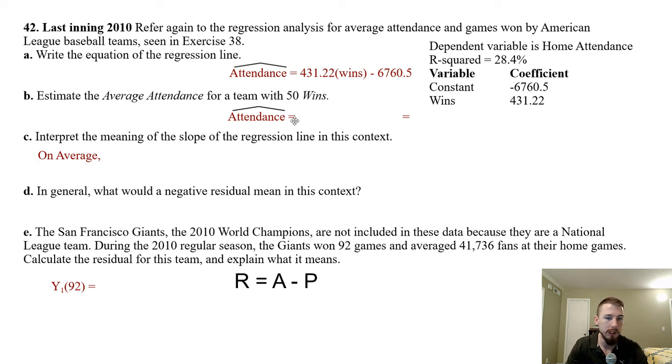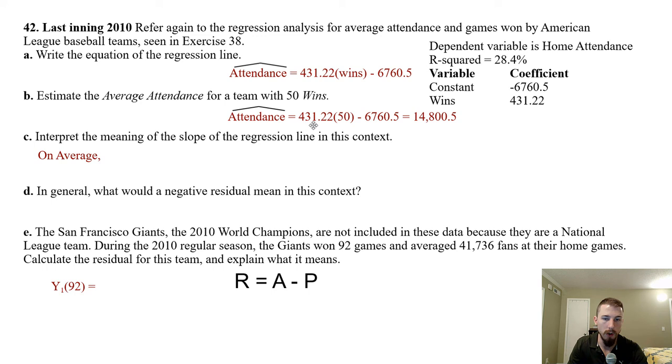Estimate the average attendance for a team with 50 wins. So we're just going to evaluate that and plug in 50 there. Whenever we put that in the calculator, I'll save you watching me put it in the calculator. It's going to be 14,805.